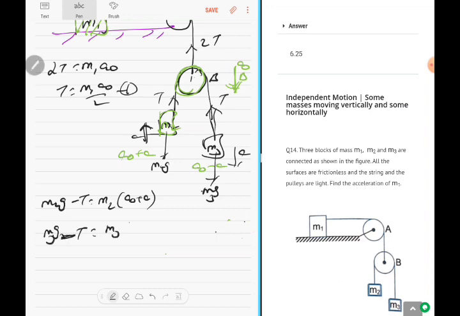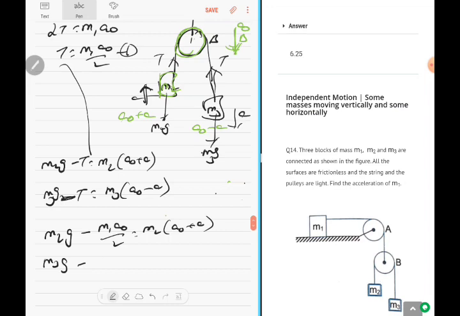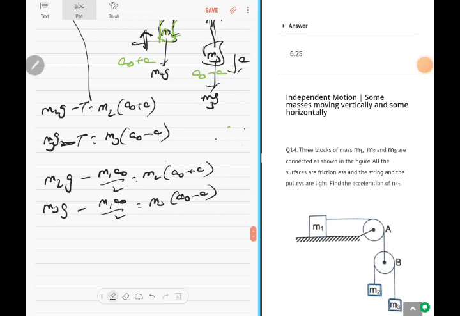So M3g minus T is equal to M3 into (a0 minus a), but you know the value of T, you can substitute here. So first equation: M2g minus M1 into a0 by 2 is equal to M2 into (a0 plus a). The second equation also: M3g minus T, which is M1 into a0 by 2, is equal to M3 into (a0 minus a). So one second, hold on. So we have substituted. Now you can bring the M2 down, so it will become M2 by M2. So it will be g minus (M1 by M2) into a0 by 2 is equal to a0 plus a.